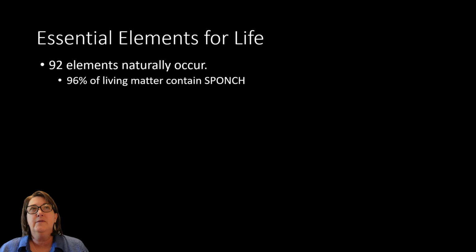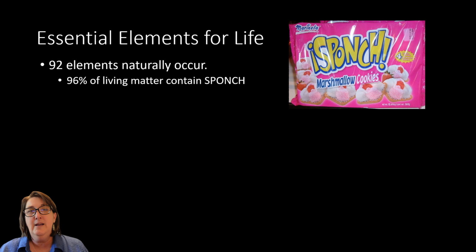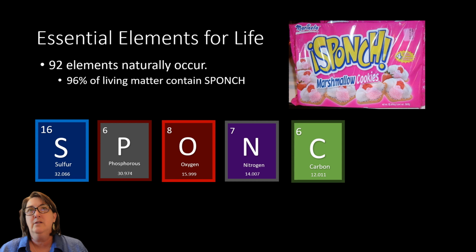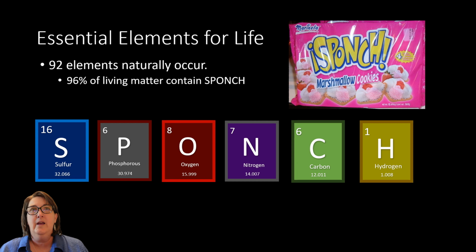So, essential elements for life: there are 92 that occur naturally, and 96% of living matter is going to contain what I call SPONCH. So SPONCH is not a cookie. It is sulfur, phosphorus, oxygen, nitrogen, carbon, and hydrogen. These are all essential whenever they go someplace like Mars, or they're looking in an area where they think there might be life. They're looking for matter that has these elements in it to some extent, in certain ratios, in order to see if there's a possibility of life there.